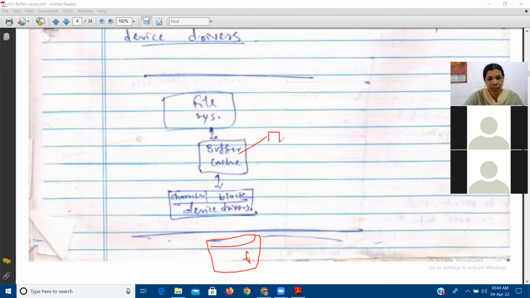Buffer cache consists of a number of buffers, and our hard disk consists of a number of blocks. So these are called buffers. Here we are calling these buffers. A number of buffers are there inside the buffer cache, and over here the hard disk is divided into a number of blocks. I'm using the word block. So these are nothing but the blocks. You can call it a block.